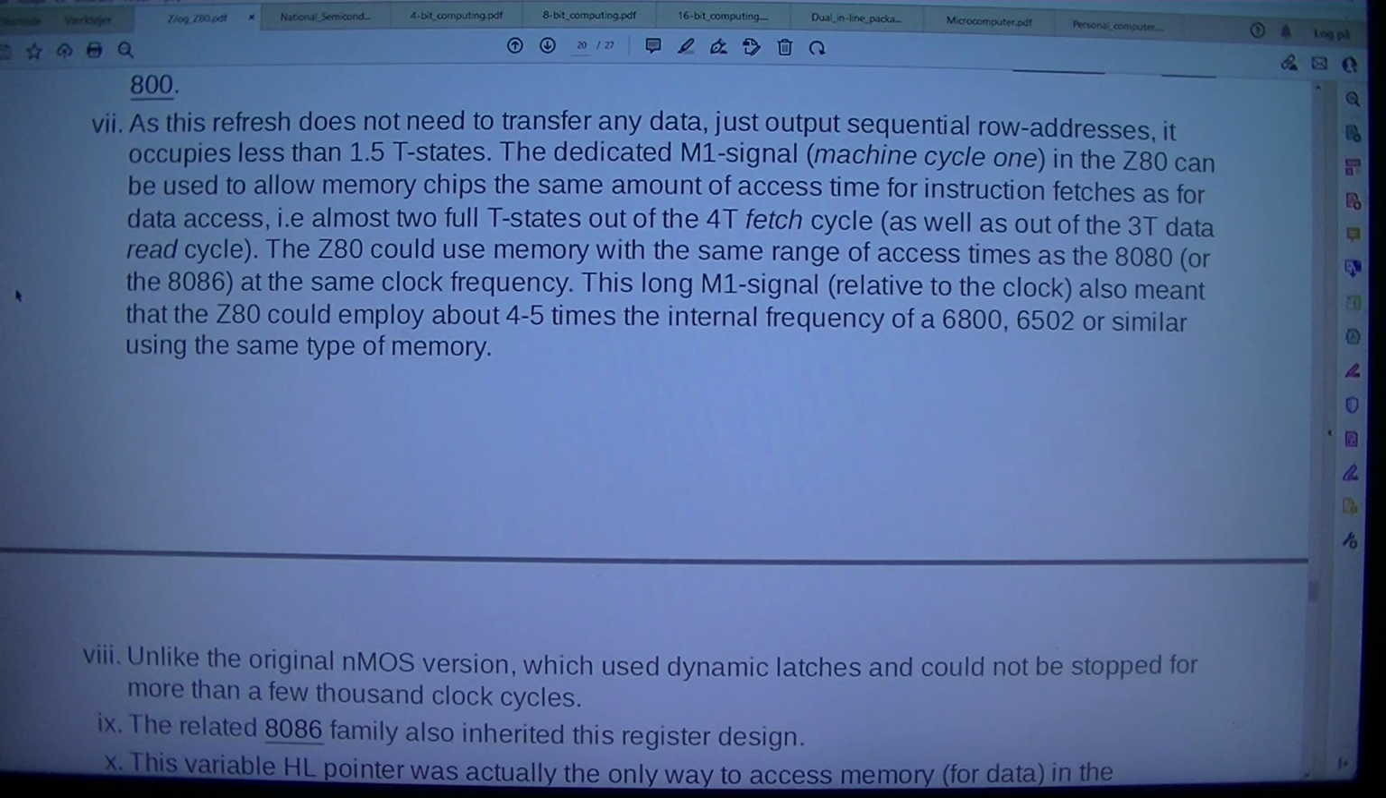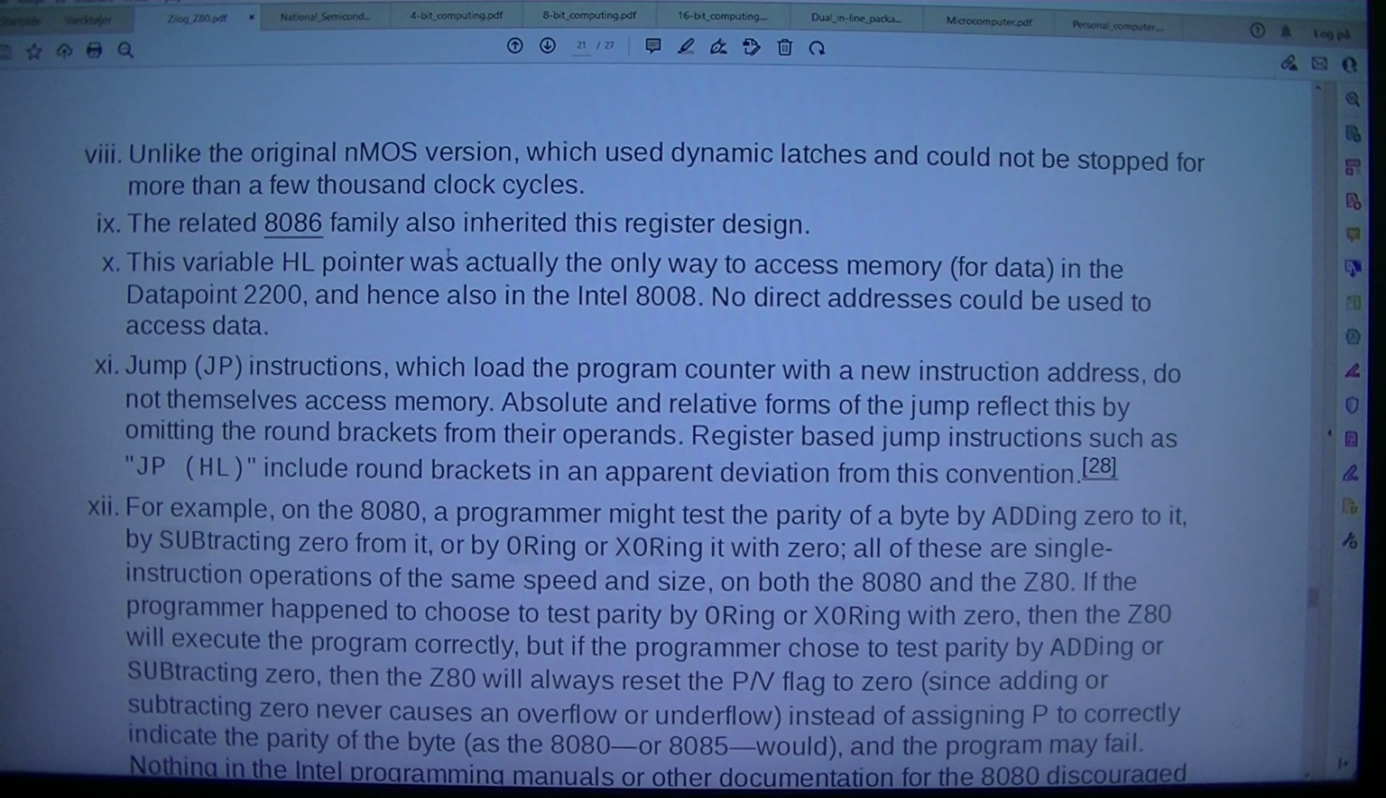The same amount of access time for instruction fetches as for data access, i.e. almost 2 full T states out of the 4 T fetch cycle, as well as out of the 3 T data read cycle. The Z80 could use memory with the same range of access times as the 8080 or 8086 at the same clock frequency. This long M1 signal, relative to the clock, also meant that the Z80 could employ about 4 to 5 times the internal frequency of a 6800, 6502 or similar using the same type of memory.